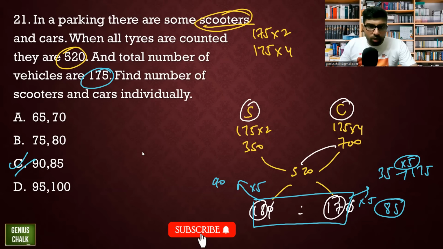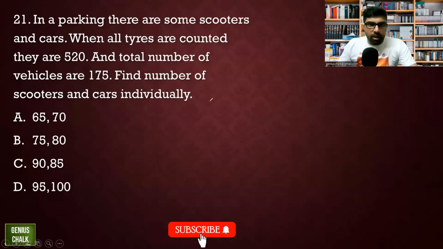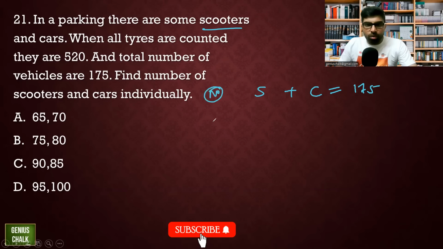You can solve it this way. There are 2 more methods I'll discuss. One is the basic one. If you count scooter, let's say it is S. So number of scooters plus number of cars, the total is 175. This is the equation method. Then another case, this is the number basis, right? If you count the number of tires, scooter has 2 tires, car has 4, and the overall number is 520.